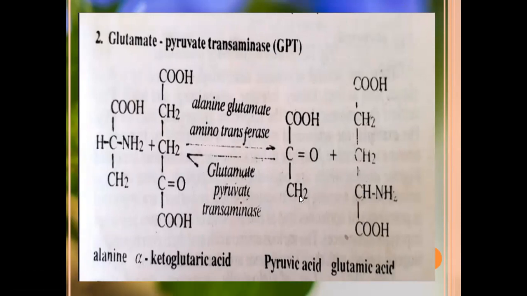Pyruvic acid is newly synthesized after transamination. It is one type of keto acid, and glutamic acid is also a newly synthesized amino acid. These two amino acids and keto acids are also involved in reversible reactions with the help of glutamate pyruvate transaminase. The amino group of glutamic acid is transferred to the keto acid, pyruvic acid. After transamination, glutamic acid converts into alpha ketoglutaric acid, and pyruvic acid converts into alanine. These are the two types of transaminase reactions.